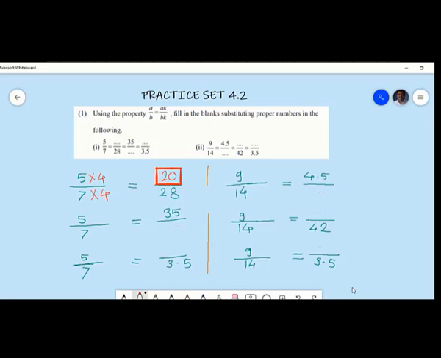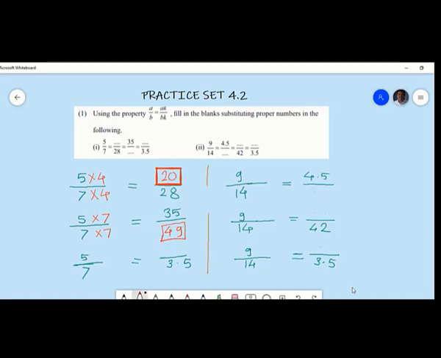Then second, 5 upon 7 is equal to 35 upon dash dash. Which number is multiplied by 5 to get 35? 5 sevens are 35. So 7 is multiplied by the denominator. 7 sevens are 49. So we get the answer 49.